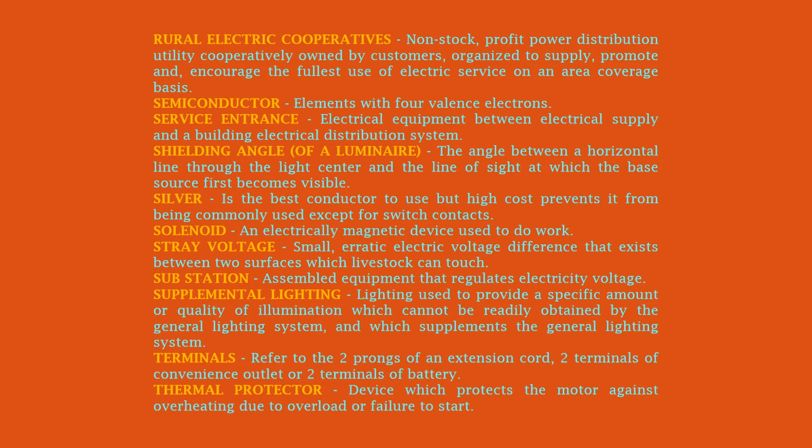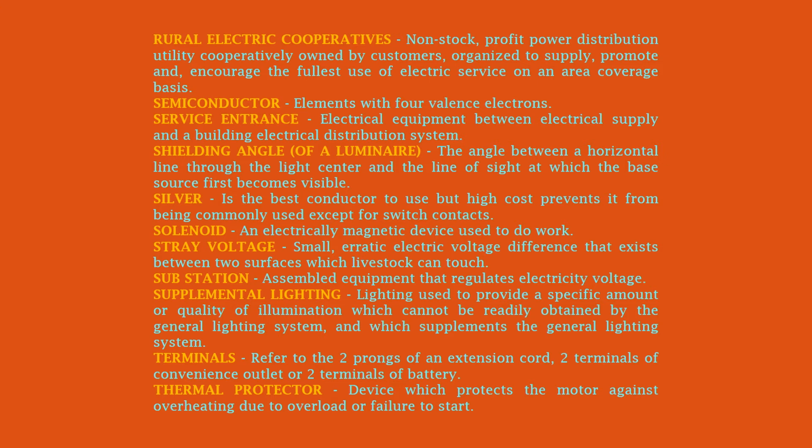Stray voltage, small, erratic electric voltage difference that exists between two surfaces which livestock can touch. Substation, assembled equipment that regulates electricity voltage. Supplemental lighting, lighting used to provide a specific amount or quality of illumination which cannot be readily obtained by the general lighting system, and which supplements the general lighting system.